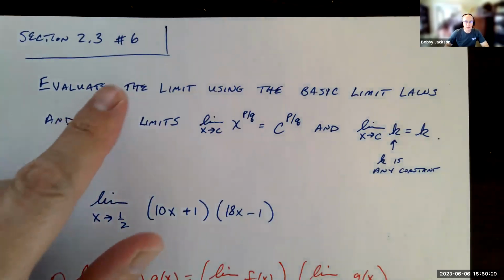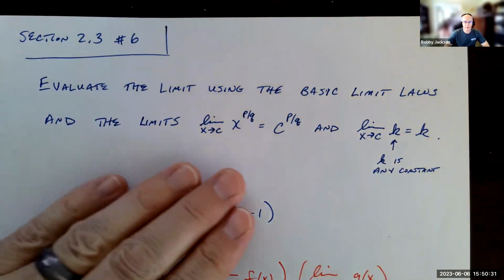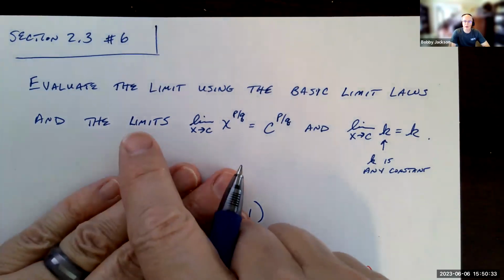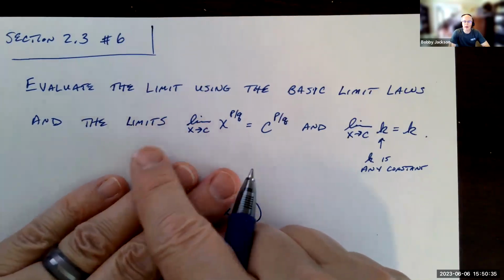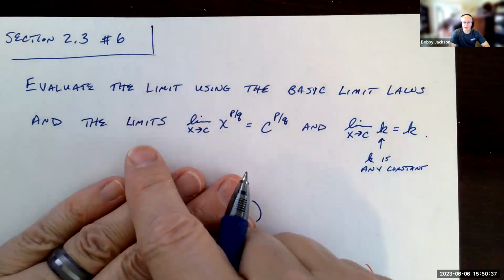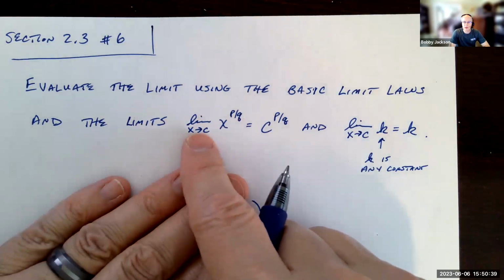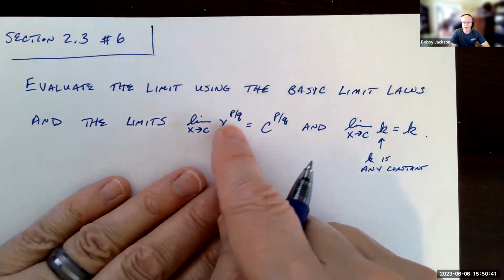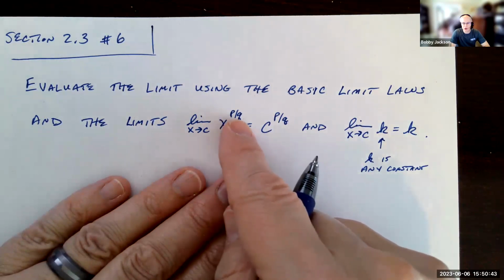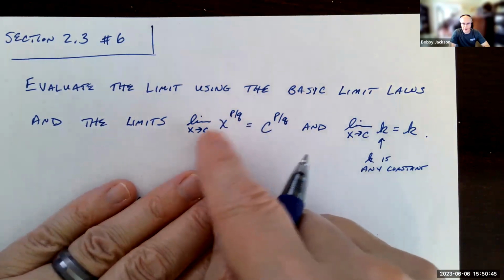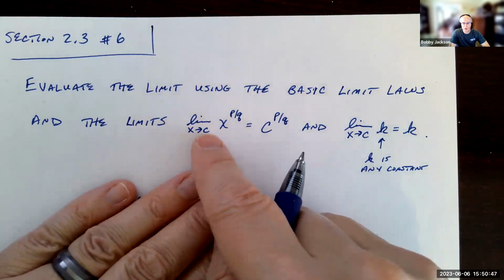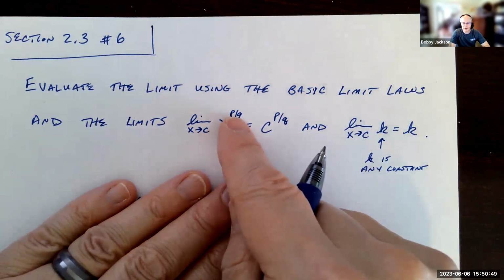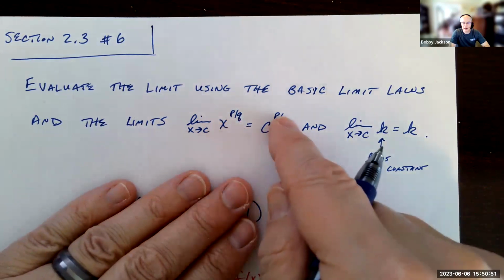Everyone, we're going to look at number 6 in section 2.3. This is using the basic limit laws. We're going to evaluate the limit using those basic limit laws. And this limit here, which is the limit as x approaches c of x to any power, they've got a fractional power here because powers could be fractional, but the limit as x approaches c of x to any power is c to that power.